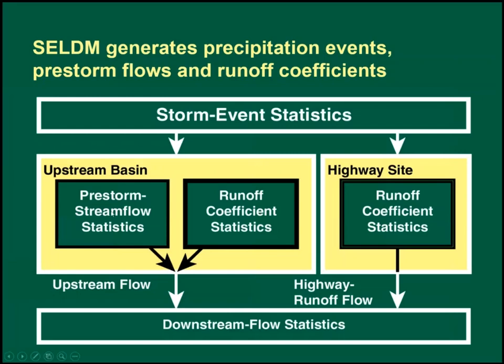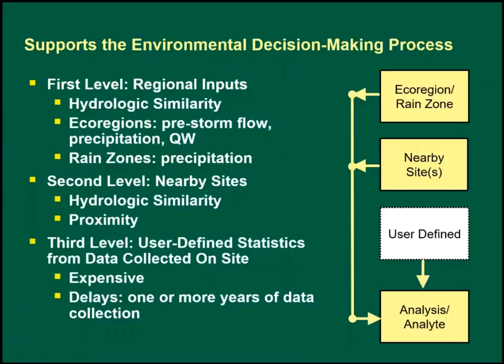Now the upstream basin has runoff, but it also has the pre-storm streamflow, which is also randomly generated based on several variables. We've done all these statistics for you. For the upstream basin, the upstream flow is the pre-storm flow plus the runoff, and the highway site has runoff. We add the upstream flow and the highway runoff flow, and that gives us our downstream flow for each event. From that, we can calculate the downstream storm flow statistics.